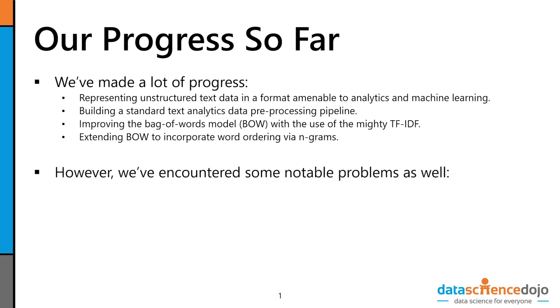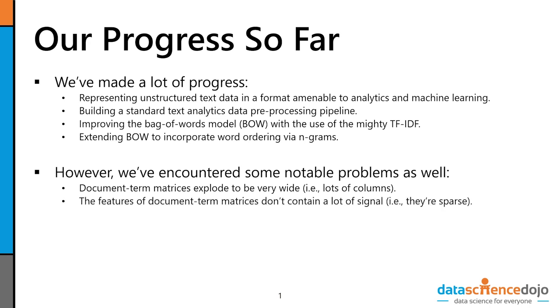But here's the thing. We've also encountered some notable problems. First and foremost, as we add n-grams in particular, our document term matrices explode to be very wide. Lots of columns, right? We just saw how we have over 29,000 columns in our unigram and bigram representation. So this is very, very common. And we also discussed they don't contain a lot of signal, right? They're sparse.